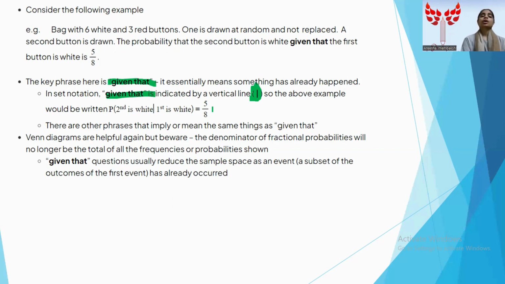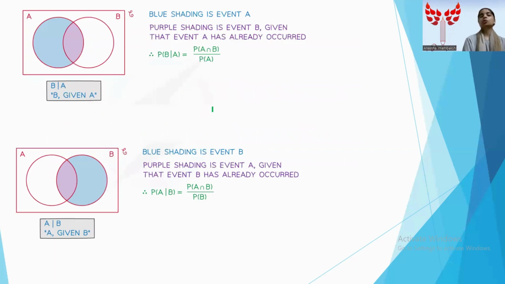Okay. Now, in this case, again, Venn diagrams can be helpful. But in this case, the denominator of the fractional probability is not the total of all frequencies. We will see how the denominator changes. Now, look at that.